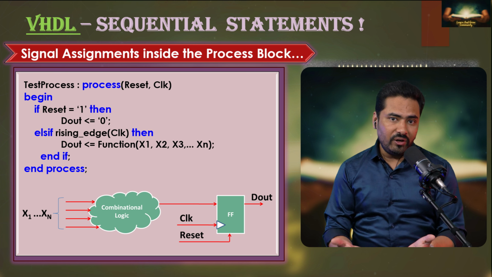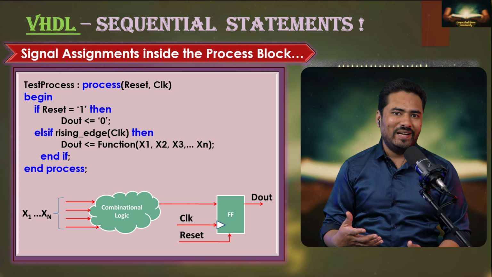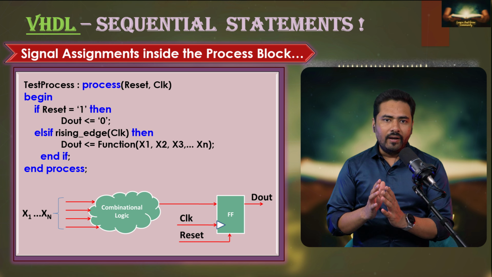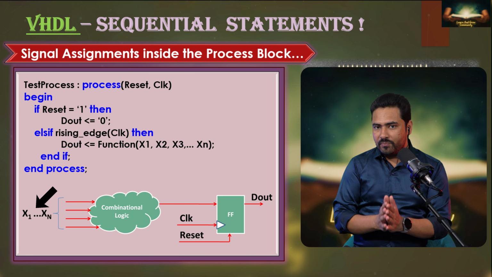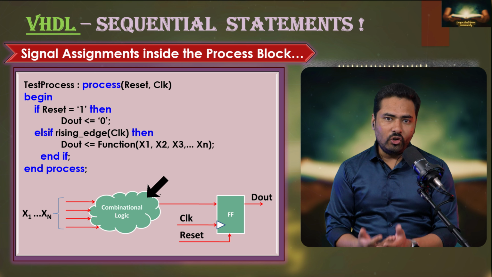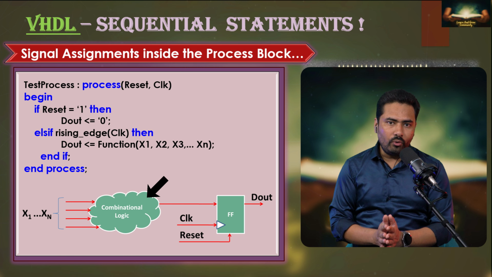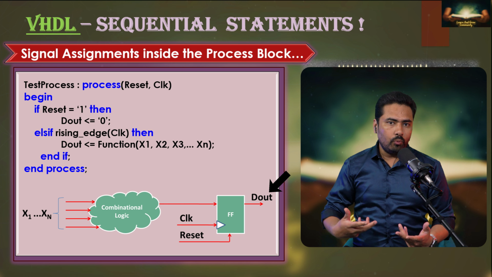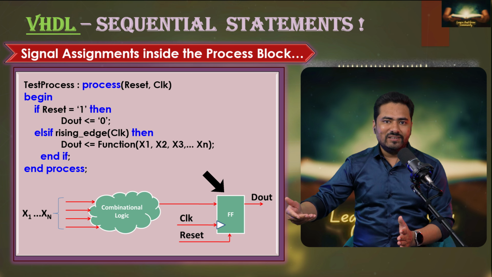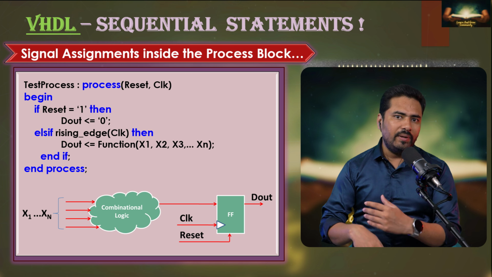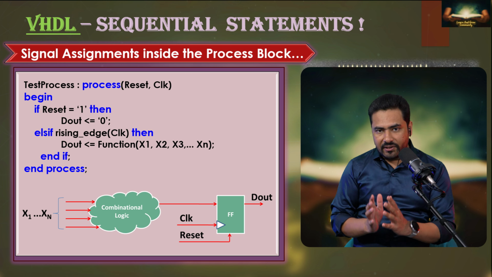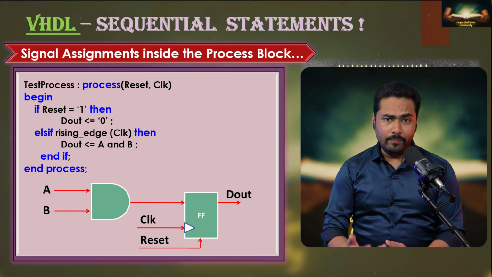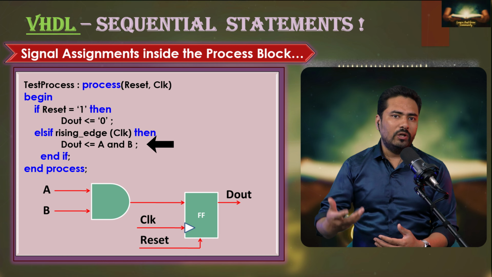So, what does the hardware implementation of this process look like? This is the hardware visualization of this process. Inputs x1 to xn come from the left, and the combinational logic determines the value of d_out in the next cycle. Finally, d_out is implemented as the output of the flip flop on the right. We saw this diagram in the previous session as well, and it is really helpful to understand our signal assignments concept. Let's replace this general function with something more specific.